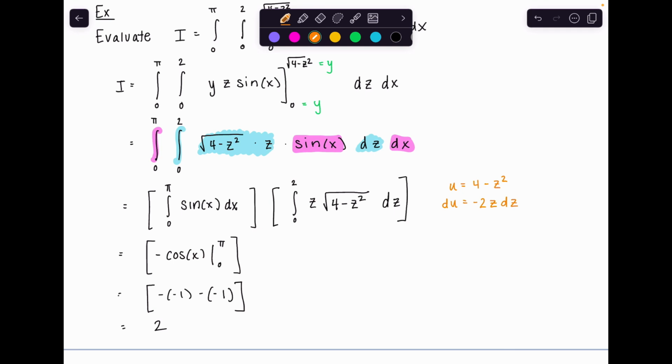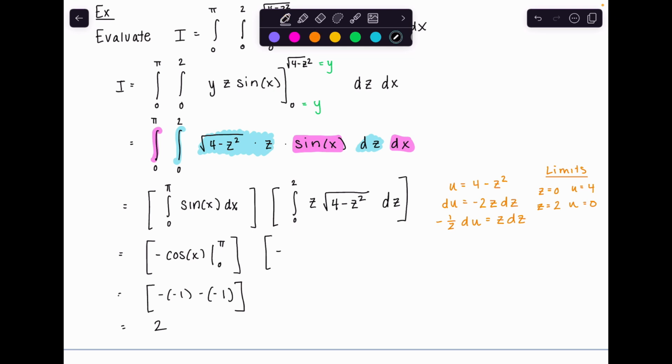I don't have that negative 2, but that's not a problem. Negative 1/2 du is z dz. Now I also want to change my limits simultaneously so I don't have to go back. When z is equal to 0, u is equal to 4 minus 0 squared, so u is equal to 4. When z equals 2, u is 4 minus 2 squared, giving you 0.